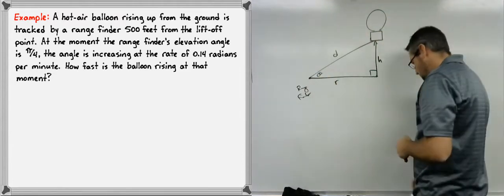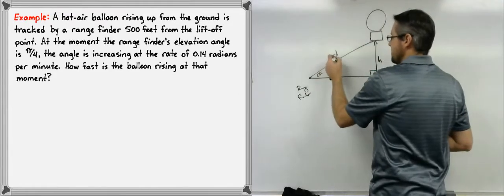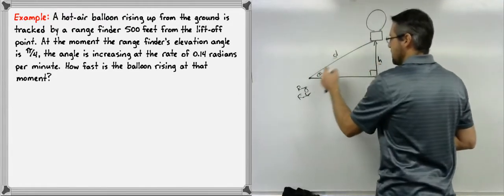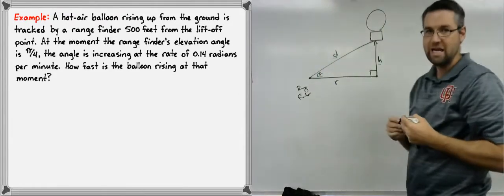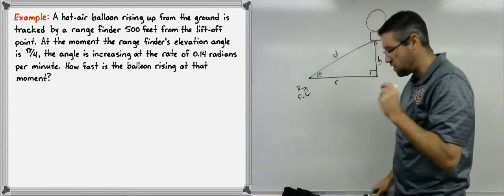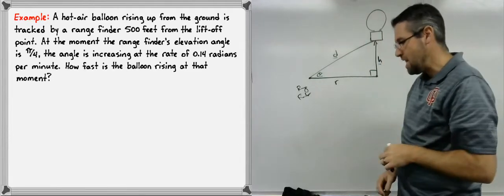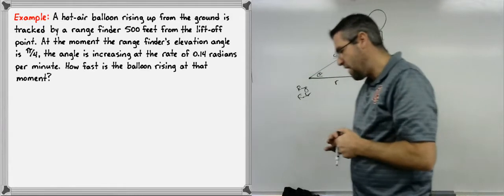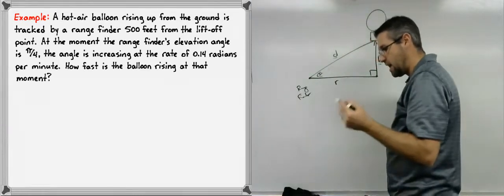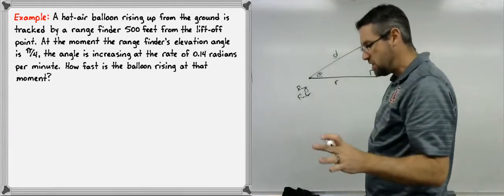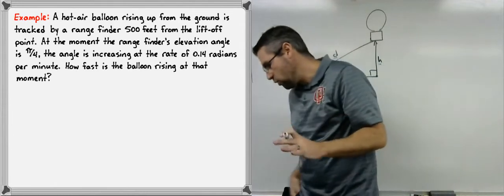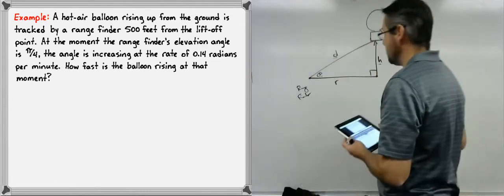So we have three things that I've identified here that are changing: theta, d, and h. But r is a constant. R is a constant, and that's important. Now, the question is, how fast is the balloon rising at that moment? So let's go back and read the pieces, and we're gonna write them down off to the side.